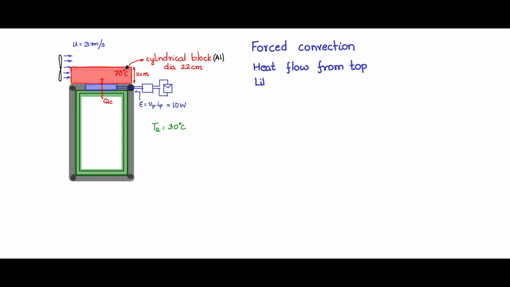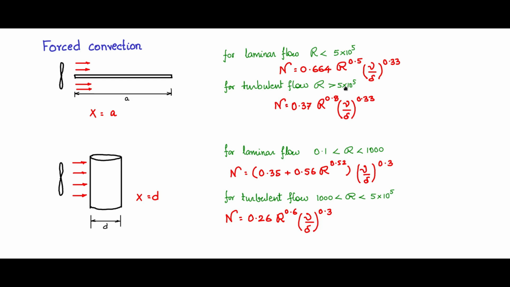So the top is like a flat circular plate. We have studied and discussed the flat circular plate. Recall that in forced convection over a flat plate, the characteristic dimension is the length of that plate, which is in this case the circular plate diameter d. And for laminar flow and turbulent flow, we have the Nusselt number relationship with the Reynolds number. So let us calculate the Reynolds number.